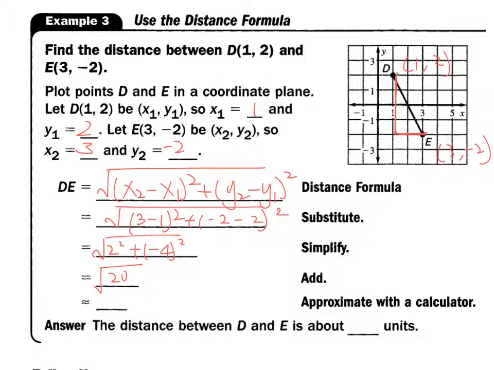Square root of 20 is 4 times the square root of 5, about 2 root 2, so that's about 4.5, I would say. Okay, again, use your calculators and see if you find my calculation is correct or not. That's a 4.5. So the distance between E and D, D and E is about 4.5.